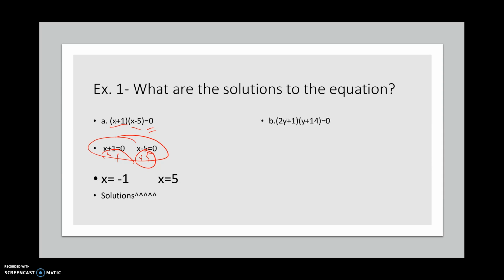Try doing this one on your own. If you want, you can pause the video real quick. Part B is 2y plus 1 times y plus 14 equals 0.